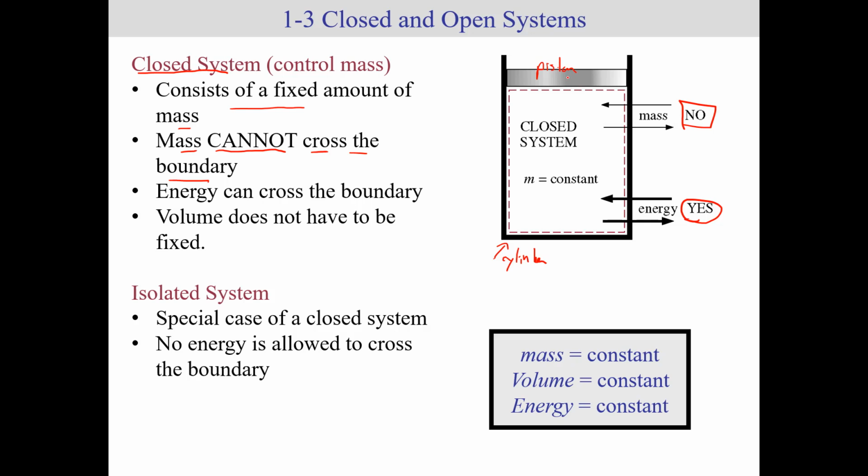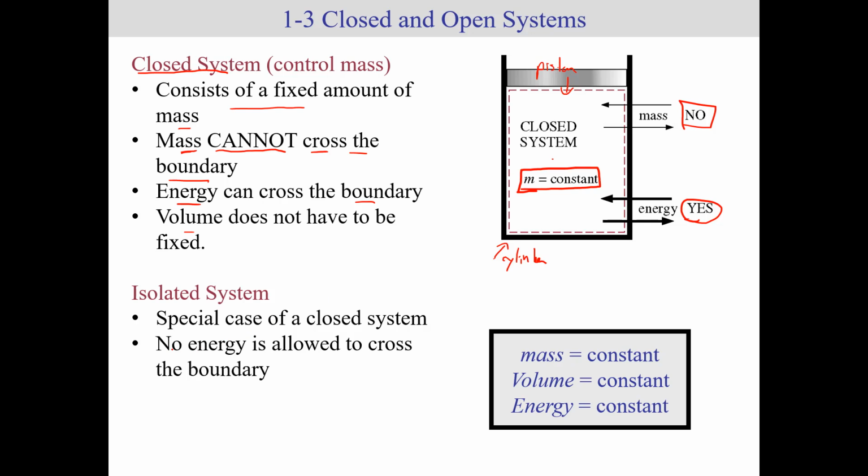So no matter how much this piston is moving down or up and compressing the air inside the system, the mass is constant. Not the volume, not the density, but the mass. If I have 1 kilogram of air inside of this, no matter what is happening to it, the mass is always 1 kilogram because mass cannot cross the boundary, so it can't lose or gain mass. Just make sure you understand energy can cross the boundary, but mass cannot. And as you can tell based on this example, volume does not have to be constant for a closed system.